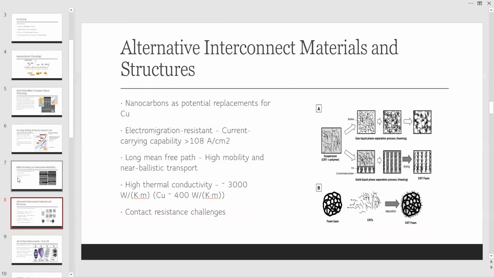Electromigration resistant, current carrying capability 10^8 amperes per centimeter square. Long mean free path, high mobility and near ballistic transport. High thermal conductivity 3000 watts per meter kelvin, Cu 400 watts per meter kelvin. Contact resistance challenges.